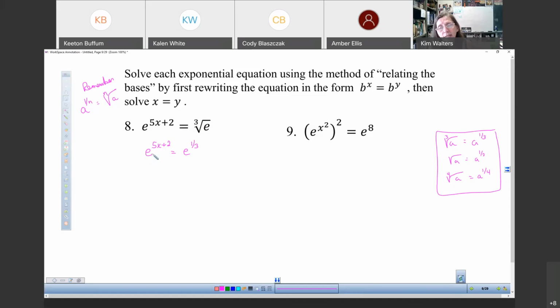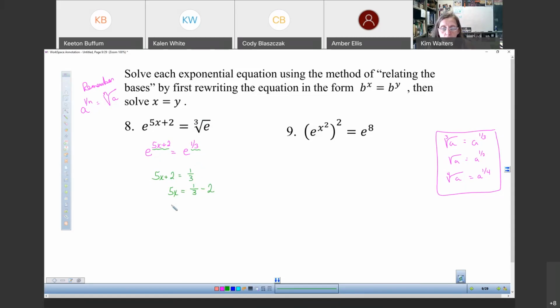So now I have e's on both sides. I have my exponents, and so I'm going to set my exponents equal to each other. So this is equal to this. I know you thought you were running away from the fractions. I'm so sorry. 5x plus 2 is equal to 1/3. I can subtract 2 from both sides. I get 5x is equal to 1/3 minus 2.